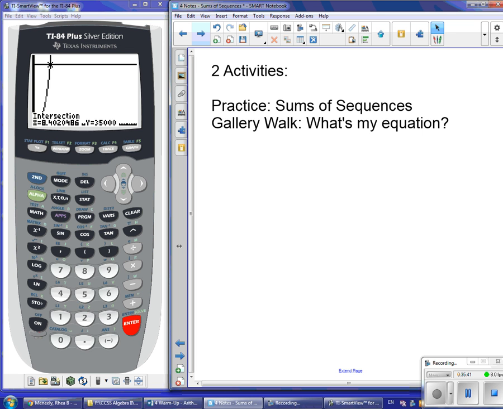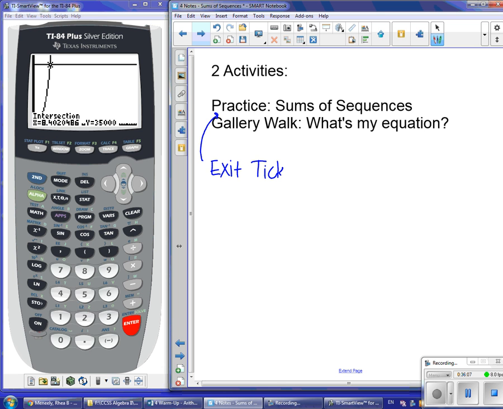If you don't finish the gallery walk during the period, that's fine. Just submit whatever you get finished. I just wanted to make sure that you had enough to do. There is an exit ticket as well on the back of your warm-up, so just make sure that when you are finished with the practice of the sums and sequences that you do the exit ticket as well. So the first thing I want you to do is that practice. Then I want you to do the exit ticket.